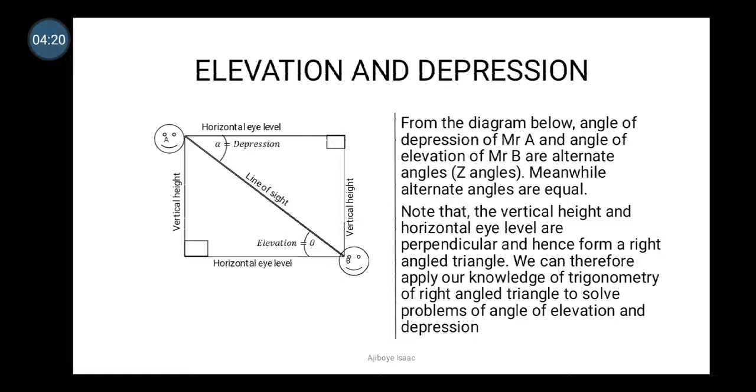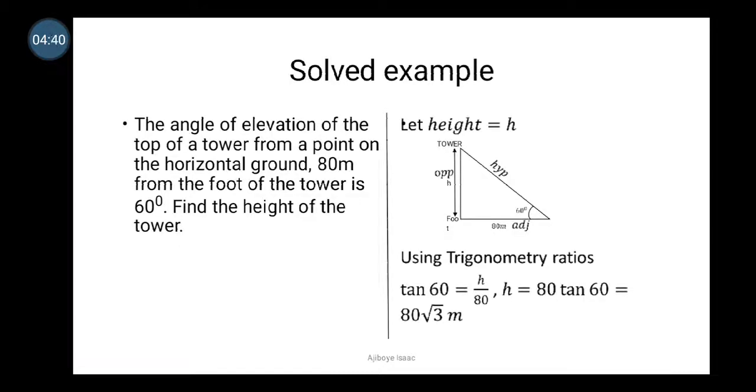However, they also form a right angle triangle. Note that the vertical height and the horizontal level are perpendicular, and hence they form a right angle triangle. We can therefore apply our knowledge of trigonometry of right angle triangles to solve problems of angle of elevation and depression. Example: the angle of elevation of the top of a tower from a point on the horizontal ground 80 meters away from the foot of the tower is 60 degrees. Find the height of the tower.